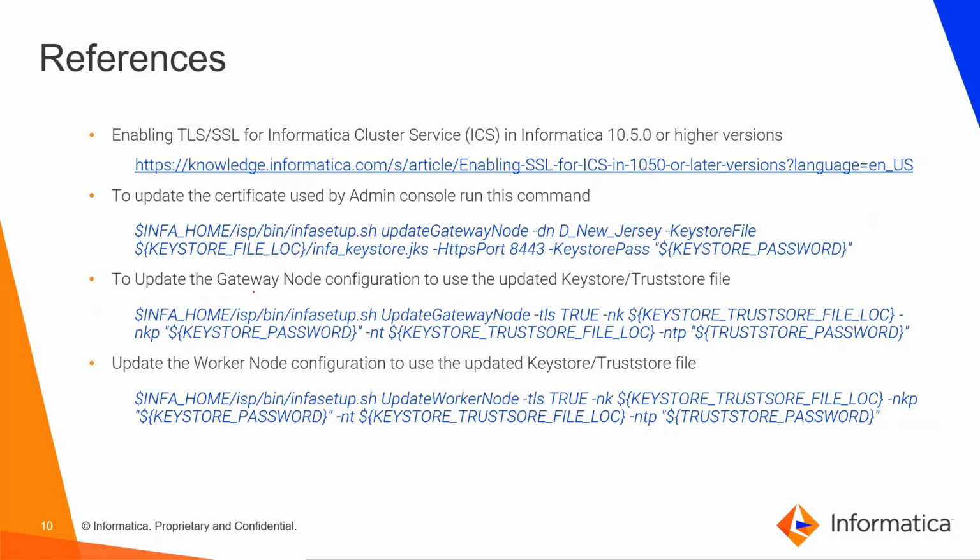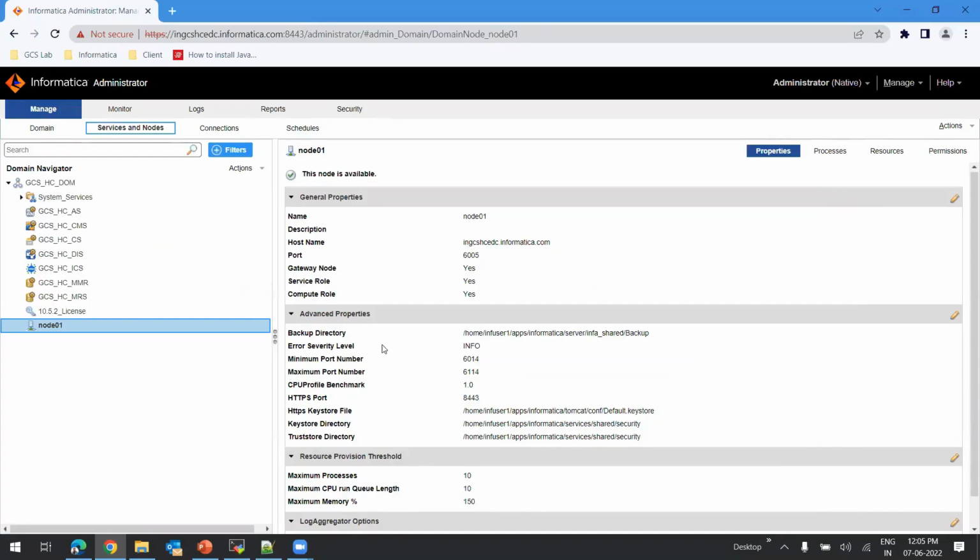So if you are having to update the gateway node, you need to use this particular command. And if you are having worker nodes, then along with the gateway node command, you need to use this command to update the location for the worker nodes. So once you have set this location, then we can go ahead and start our ICS service.